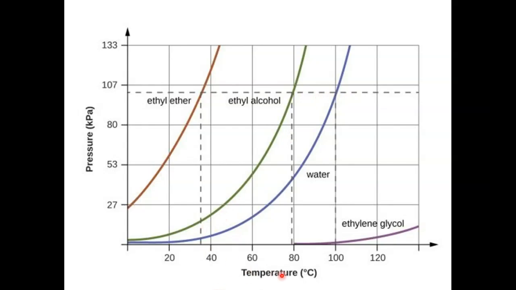What's on the x-axis? So now I'm looking at the temperature. And then each of these curves, I'll just use that word for now, is for each of those four substances we looked at. And wherever that curve crosses the normal pressure gives its what? Normal boiling point.